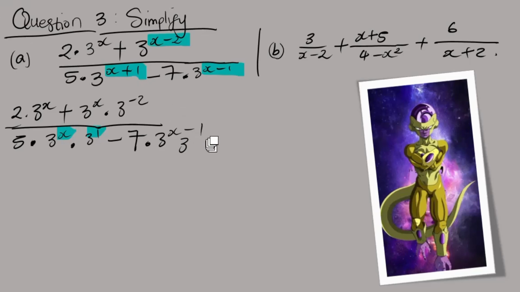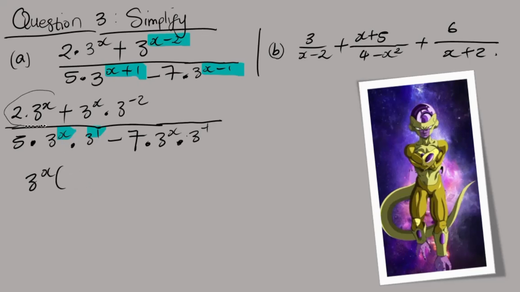Let me write that properly. 3 raised to x multiplied by 3 raised to negative 1. Hope it's much better now. And then I focus on taking out the common factor. What is the common factor for me there? I have 3 raised to x on the numerator as a common factor.